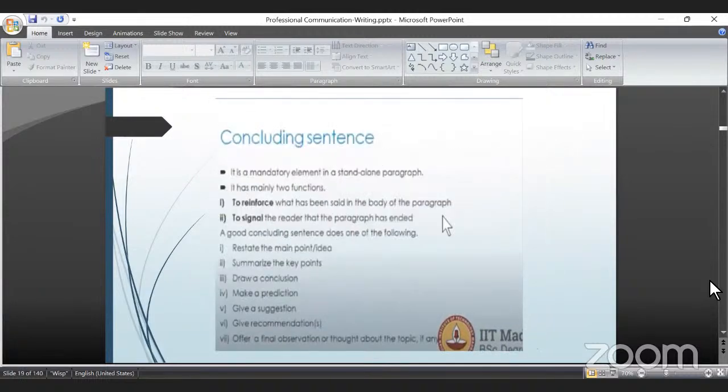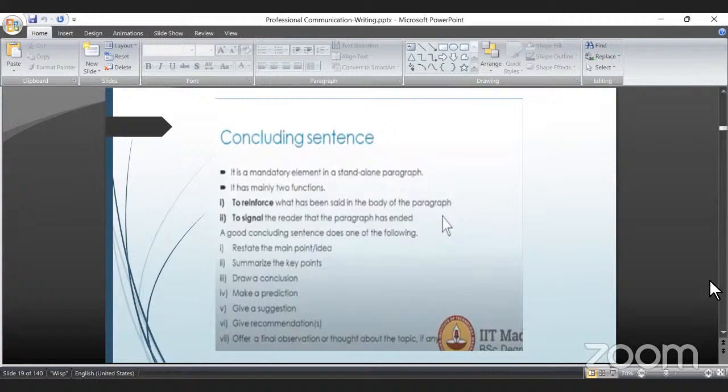Okay, so to reinforce, restate what has been claimed or what has been elaborated and explained using the supporting sentences and the topic sentence, right? Major function is that. Now, what are the kinds of concluding sentences? What can be called a good concluding sentence? Okay, first one, as mentioned, any sentence that can restate the main point or the idea of the paragraph. A sentence that summarizes the key points of the paragraph, right? That is also a good concluding sentence.